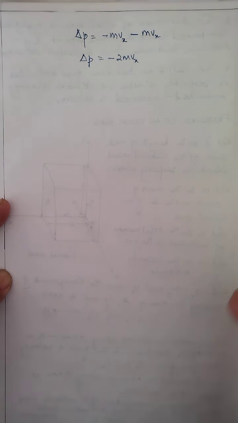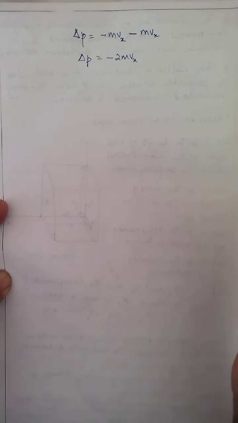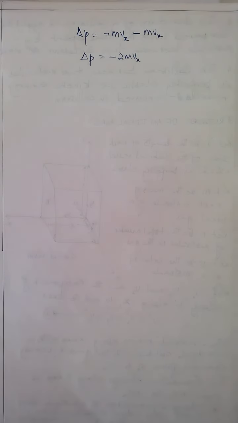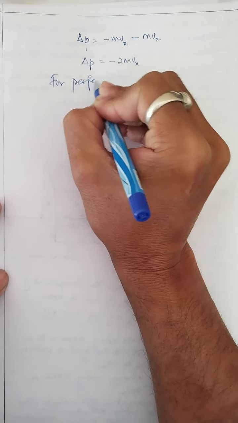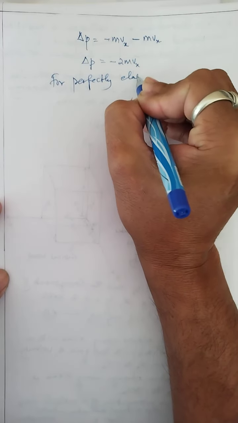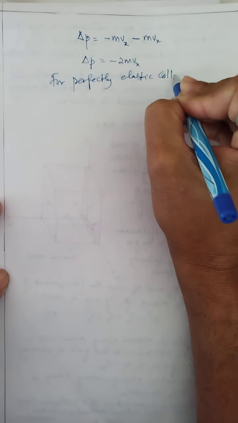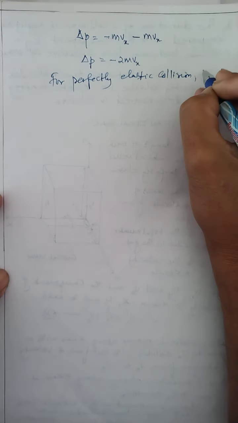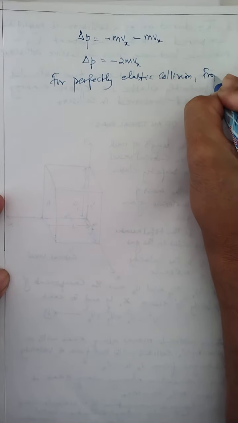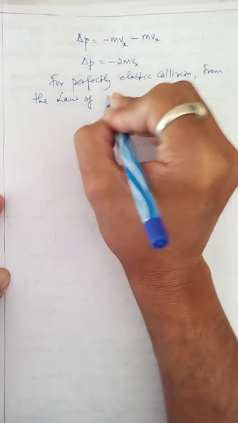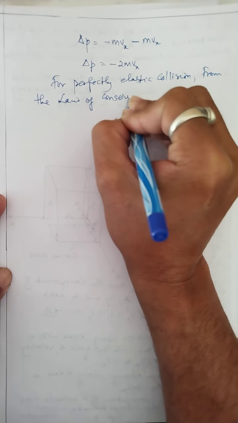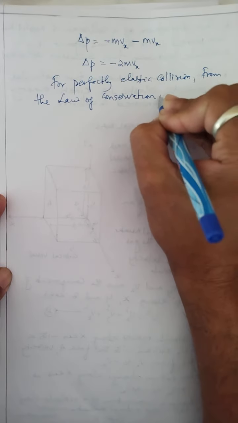Now according to the law of conservation of momentum, momentum is conserved because the collision is perfectly elastic. Under perfectly elastic collision, the momentum is conserved. So I write down, for perfectly elastic collision, from the law of conservation of momentum.